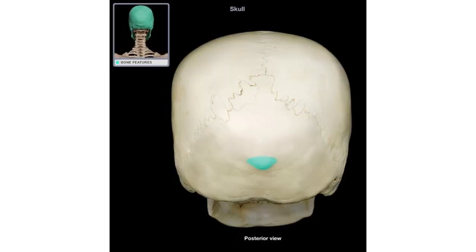On the posterior surface of the occipital bone and under the skin, if you put your hand at the back of your head, you can feel an elevation at the middle part of the occipital bone. This is called the external occipital protuberance.